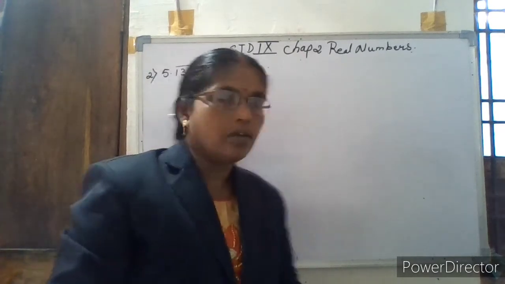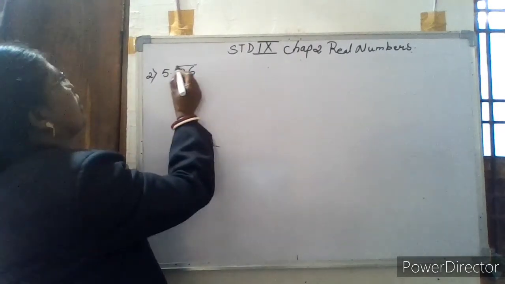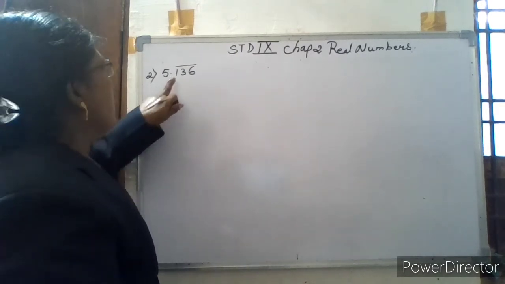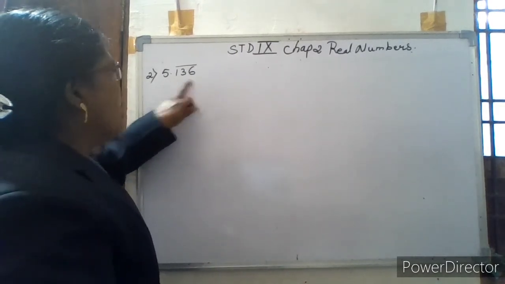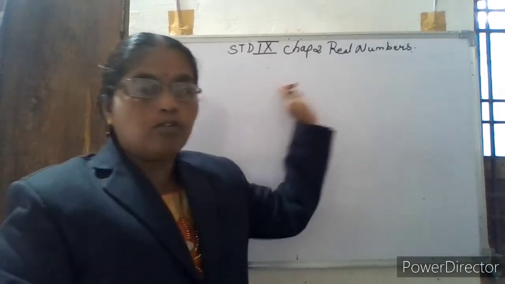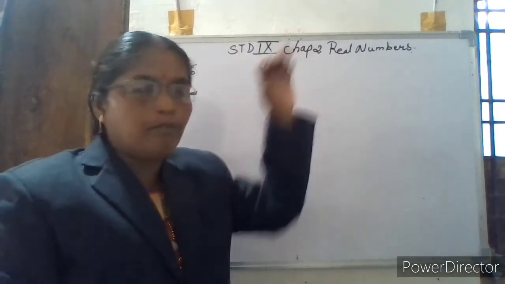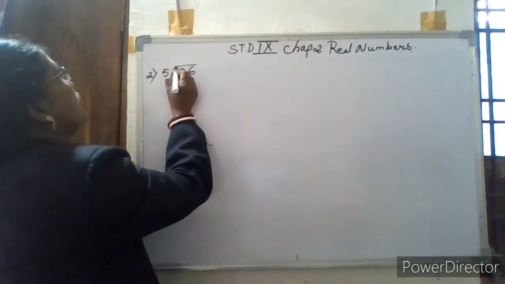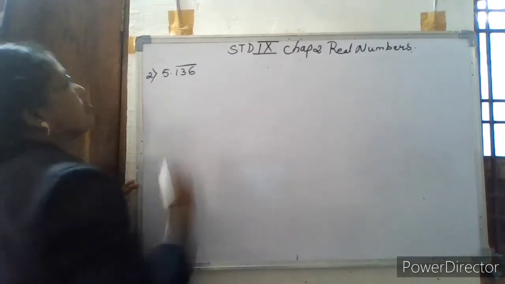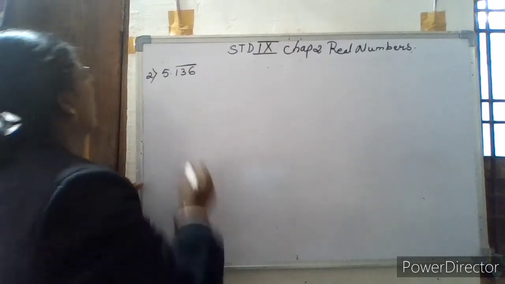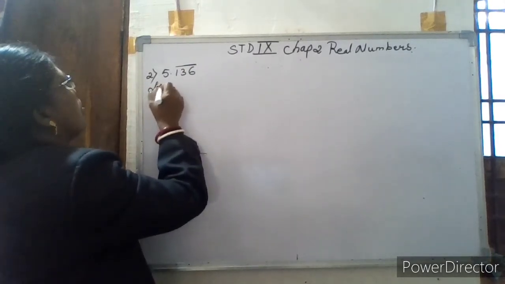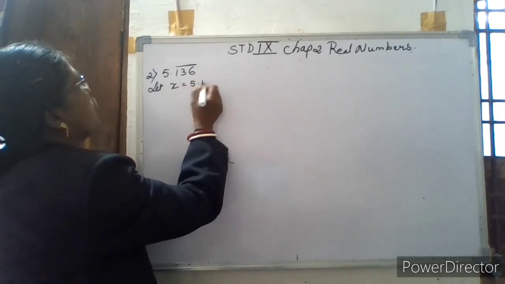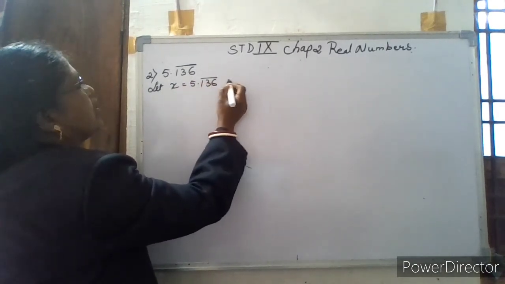Now let us take another example. This non-terminating recurring form of number, how to write it in the form of p by q? As we have done, now see here 3 digits are recurring. So let x be equal to 5.136 recurring, as equation 1.